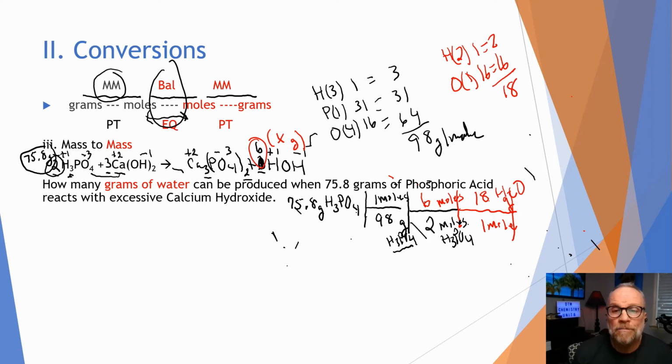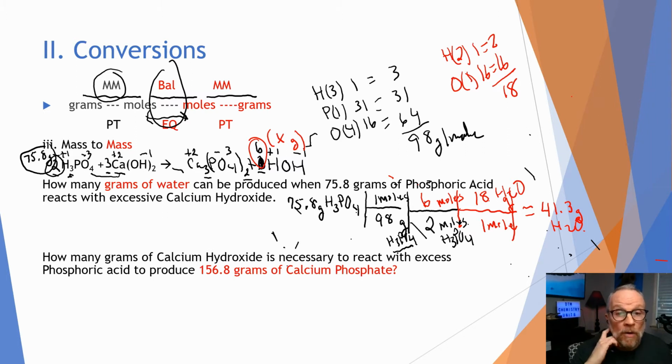So now we need to multiply across the top and divide by the bottom. So I get 41.3. So our answer here is 41.3 grams of water. Okay, so we have another problem coming up. Why don't you try to work that one? Pause the video and work that one, and then we'll come back and discuss it.